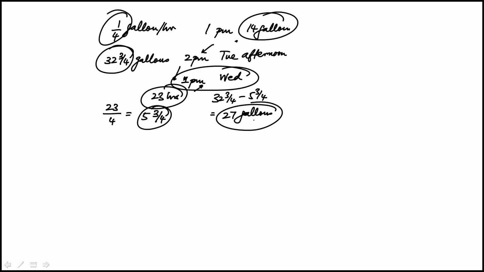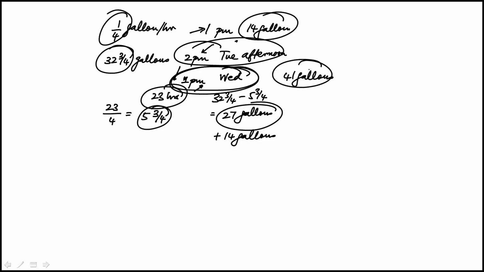But then they're also adding the 14 gallons at this point. So we will have 41 gallons. And you'll note that between 2 p.m. Tuesday afternoon and 1 p.m. Wednesday, the volume just kept going down. Then it went up to 41 gallons. So we haven't hit 46 and 3/4 at all. So at this point, it will again continue to decrease.